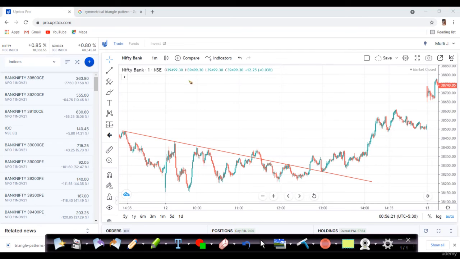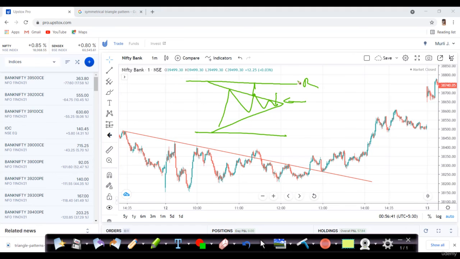The best scenario for the symmetrical triangle is, this is the resistance, this is the support, and you check this type of price action between support and resistance. If the market breaks at the peak of this one, then it's the best case to trade. If it breaks this one, then it's not the best case to trade. The best case is the peak trade, below the resistance and above the support, something like this one.